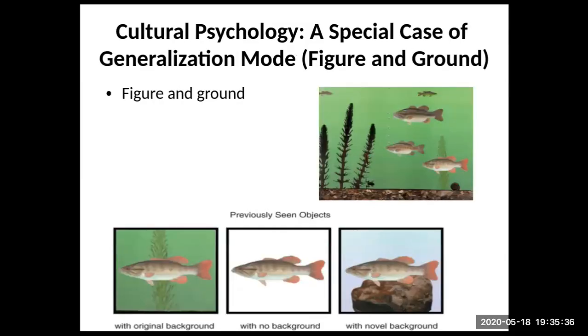Again, I think one of the things that I mentioned to you guys, I know I mentioned this to my Psych 1 class, is that figure and ground is a special case of generalization mode, especially because we know that on the West Coast, people tend to see the figure first and then look at the background. So looking at the top picture here, most people on the western side of the world would tend to see the fish first and then see the background of the plants, and it looks like there's a little frog back there, and maybe a little seashell.